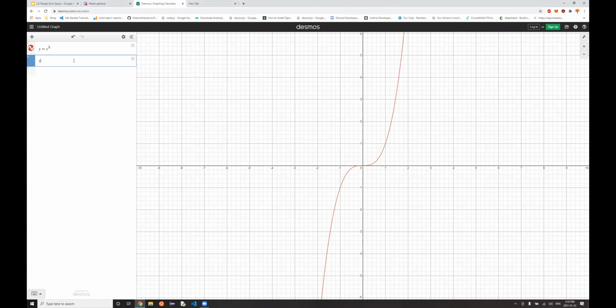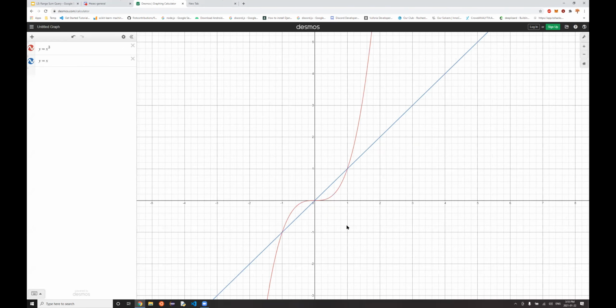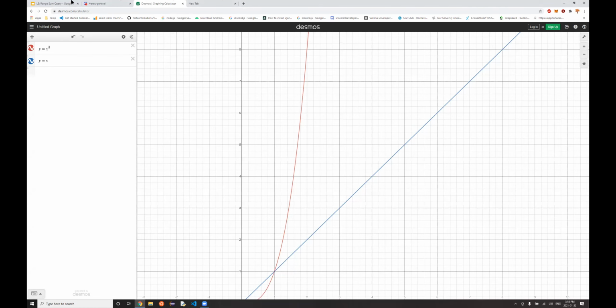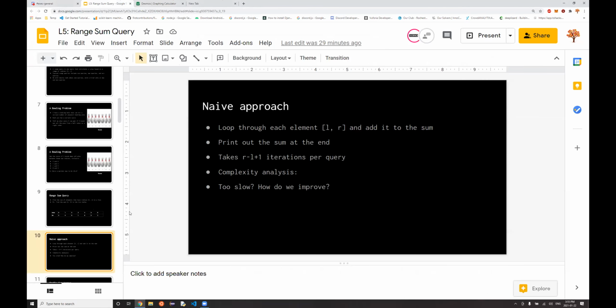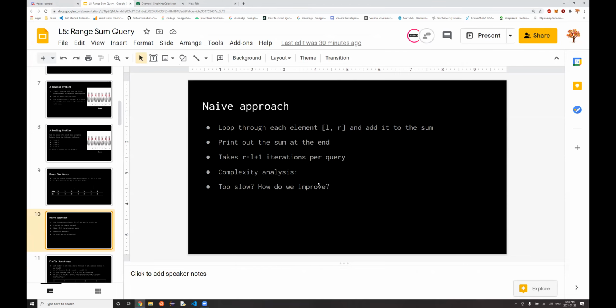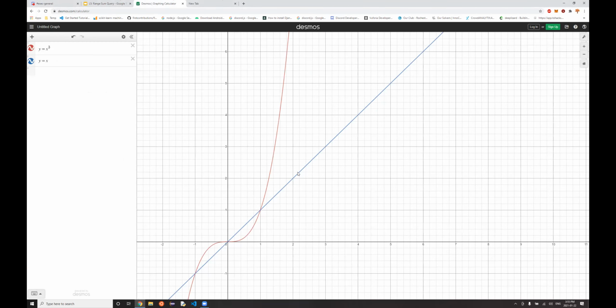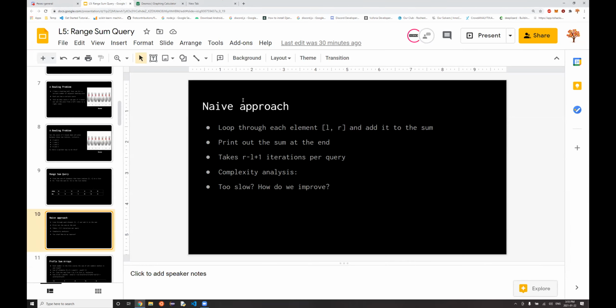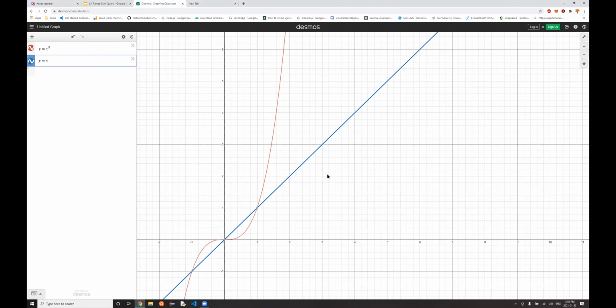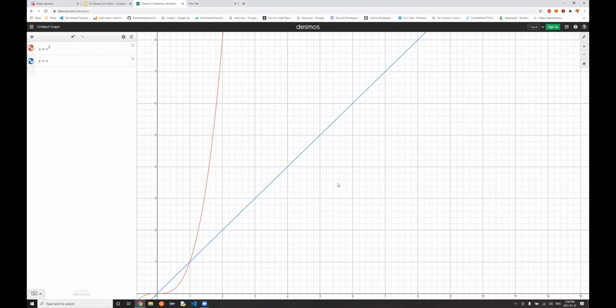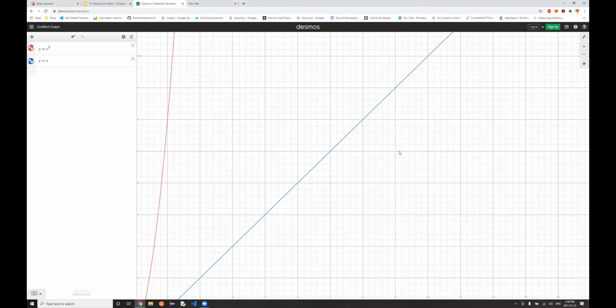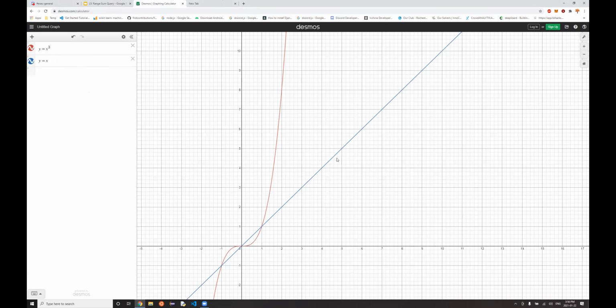Now here I'm gonna graph two graphs, okay? Let's look at these two graphs. Let's say on a contest, you did the naive solution, which means that you calculated in O(N) time, right? You did this naive approach and you just looped every time and calculated. This is what your graph would look like. This graph goes pretty fast. The blue graph goes pretty fast.